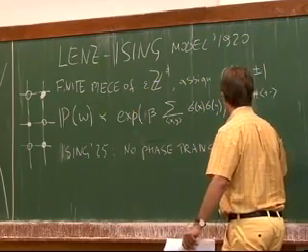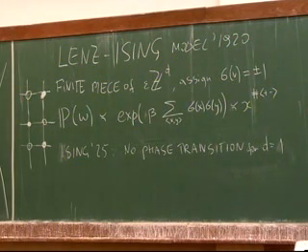So no phase transition for dimension 1. This is fairly easy to prove. Maybe I will leave this as an exercise.